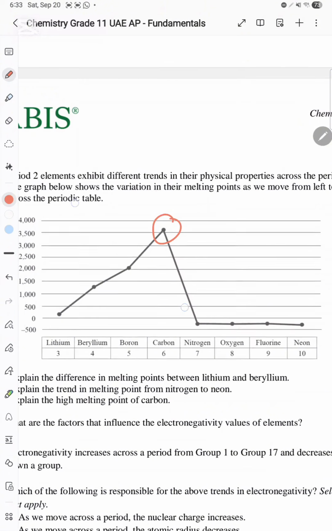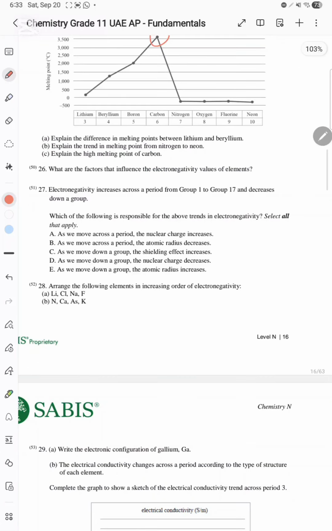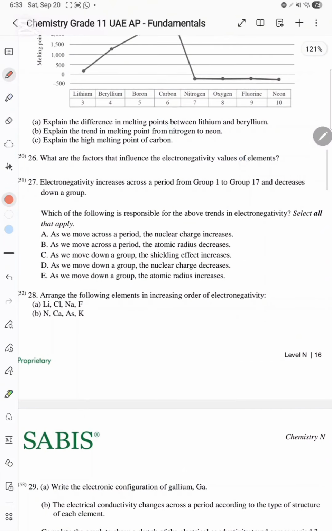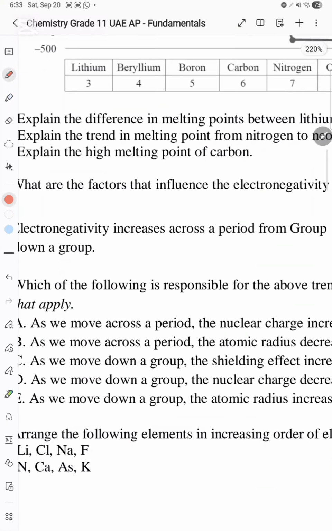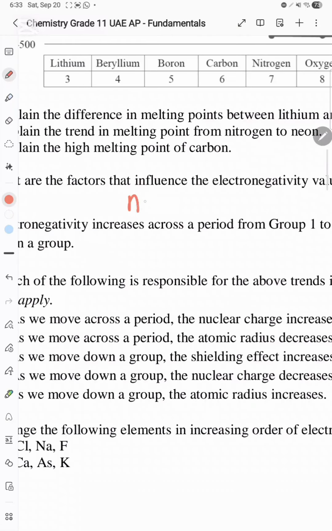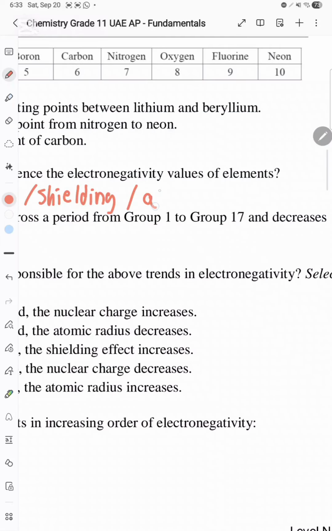Now, what are the factors that influence the electronegativity value of elements? There are 3 factors, and the 3 factors that affect electronegativity are nuclear charge, shielding, and atomic radius. So memorize that. It is nuclear charge, shielding, and atomic radius, which I name AR.